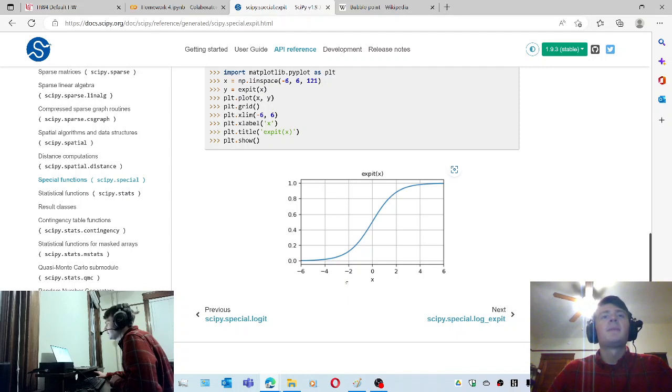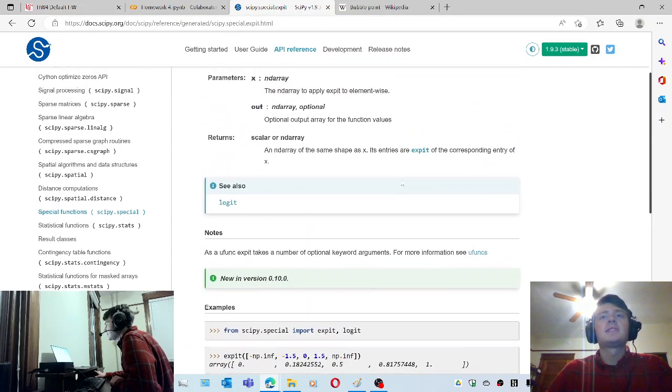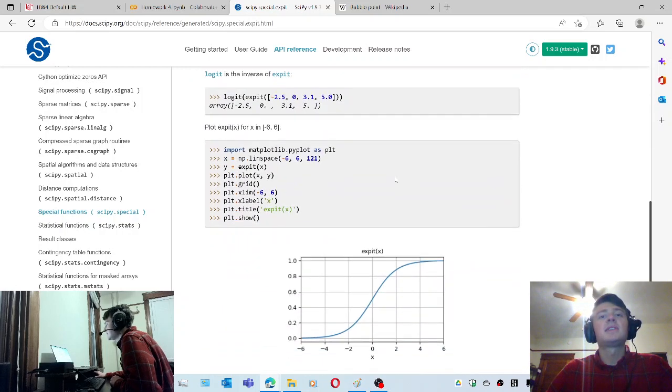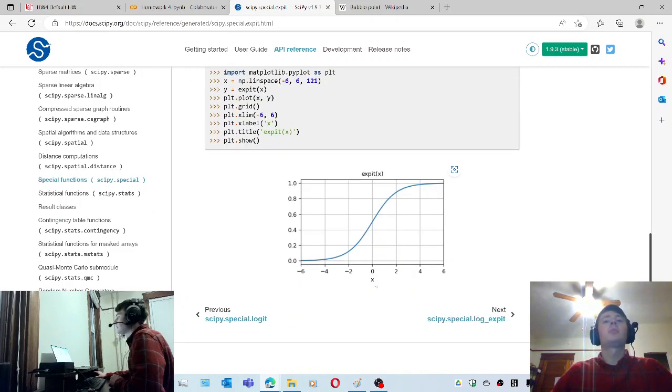And so you look at it, and the math is actually shown right here. The expit of the variable x is just 1 over 1 plus e to the negative x. And what that does is that allows you to transform a variable x that could be anything into a variable that is no matter what in between 0 and 1.